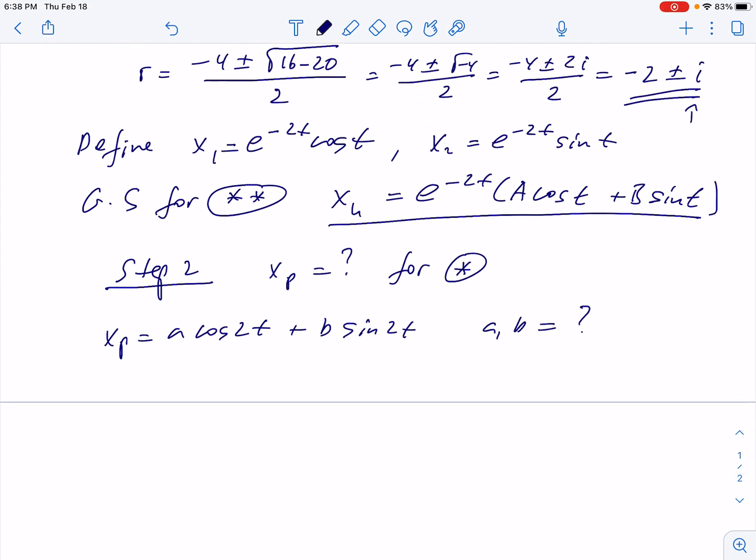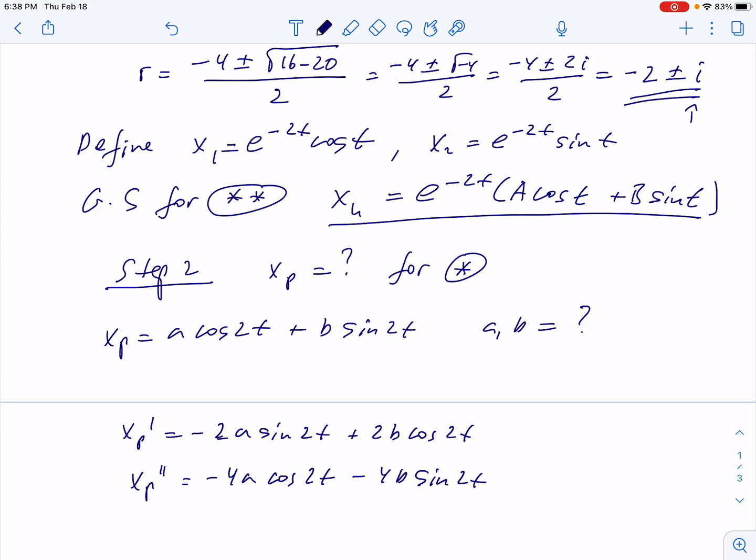So here we go. The first derivative will be negative 2a sine 2t. Chain rule, coefficient 2 comes in front, and here we have plus 2b cosine 2t. Then we got the second derivative, negative 4a cosine 2t minus 4b sine 2t.